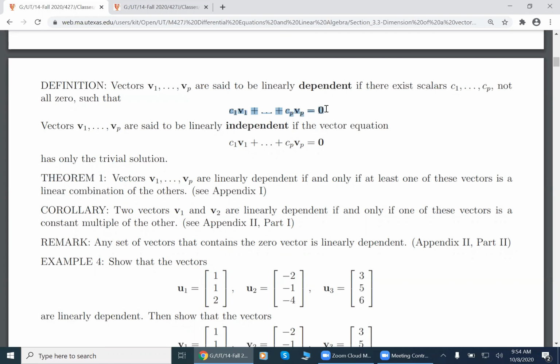Because, once again, non-trivial means at least one coefficient is non-zero, and if at least one coefficient is non-zero, the corresponding vector can be written as a linear combination of the others. We show it in Appendix 1. So we have a redundancy, dependent. At least one depends on the others. You see? Yes, thank you.